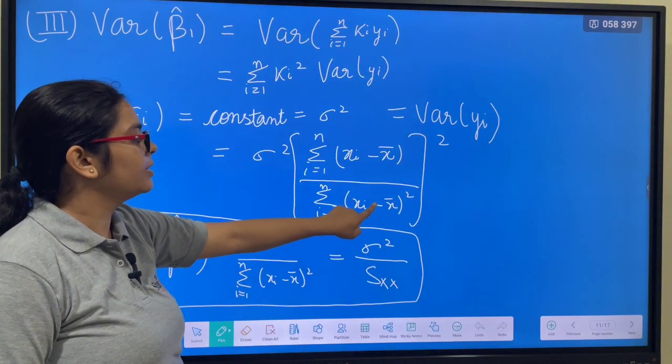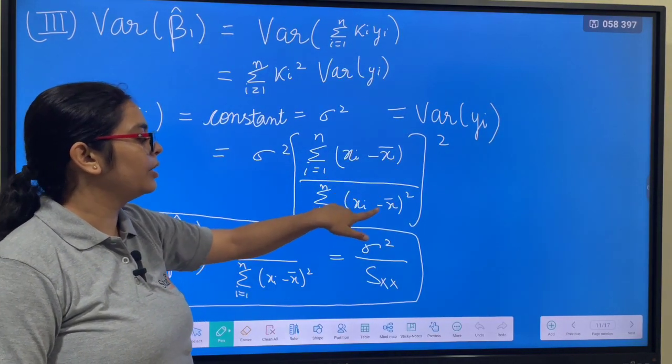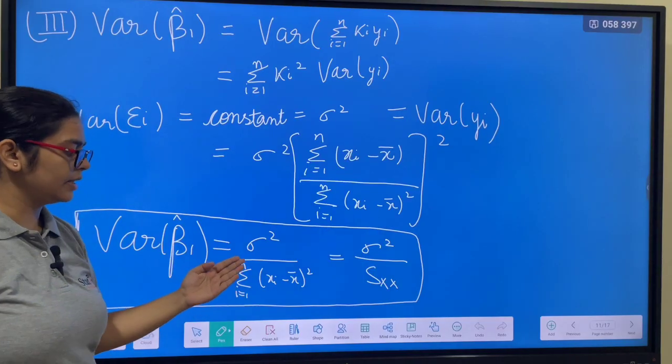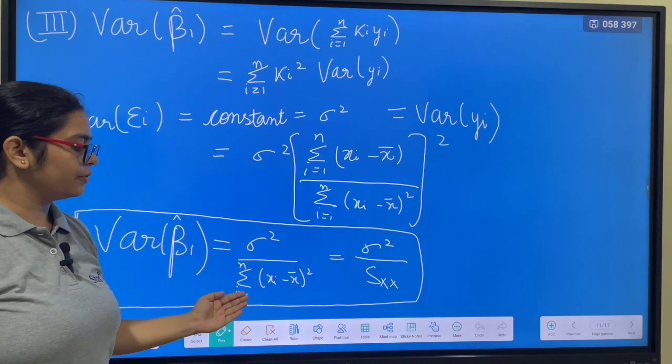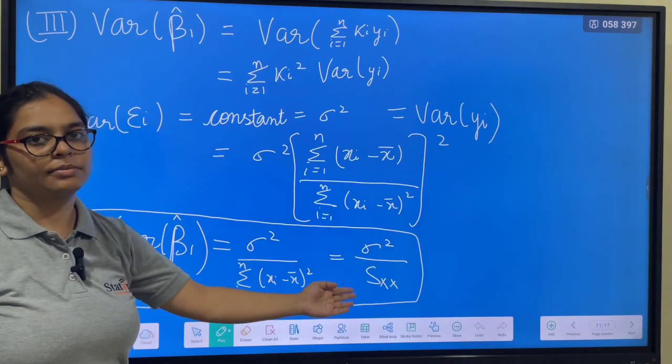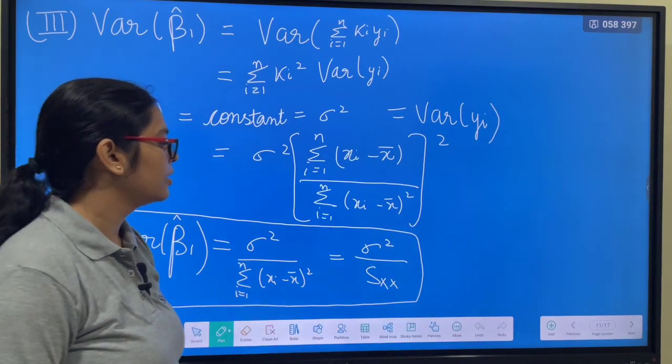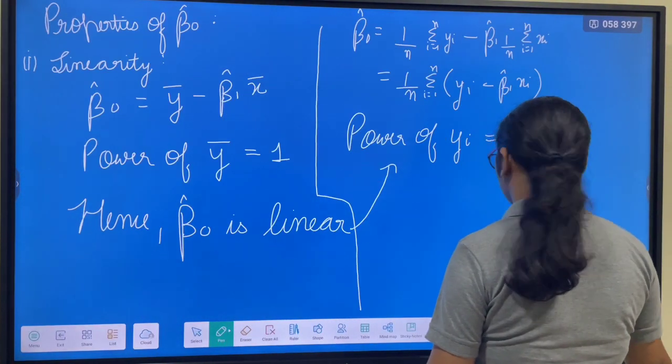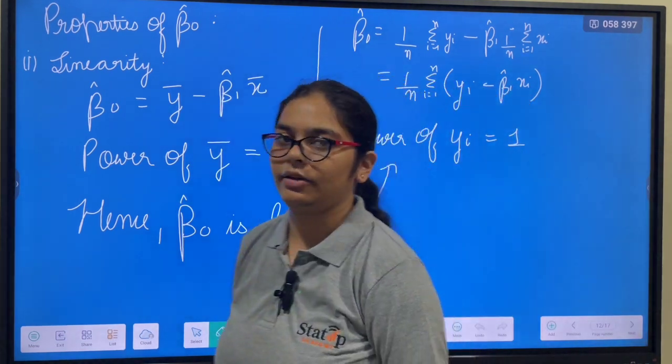Now expanding the term ki, we will cancel the numerator with the denominator and we are left with sigma square upon summation i goes from 1 to n xi minus x bar whole square, which is nothing but sigma square upon Sxx. So this completes the properties of beta 1 cap.